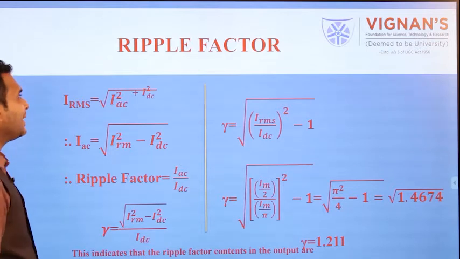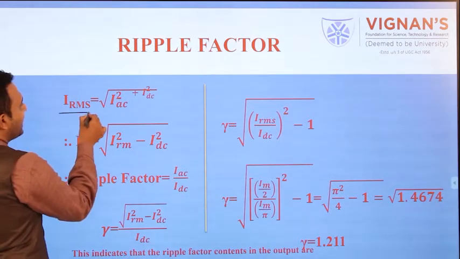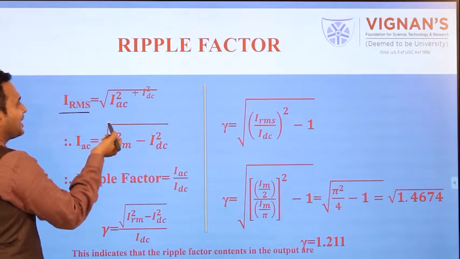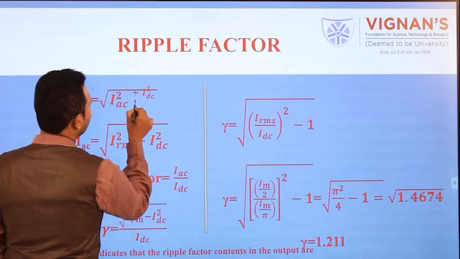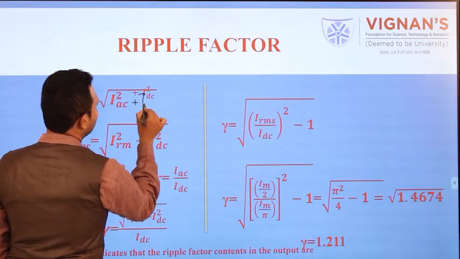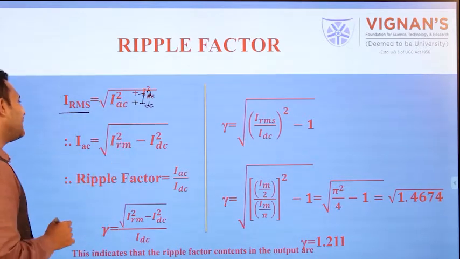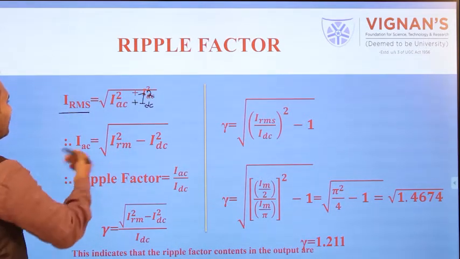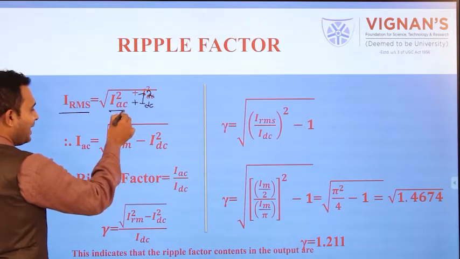How can we derive the ripple factor? IRMS equals, generally we can write, square root of IAC square plus IDC square. So here I will rewrite: IAC square by IDC square. We rearrange this, we need the IAC, right? We need the IAC.